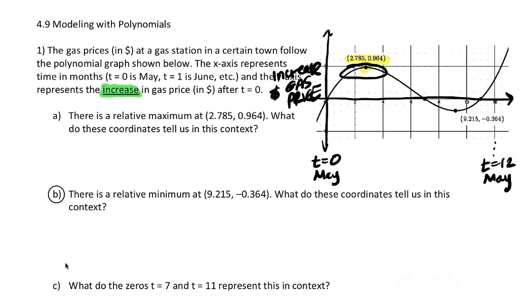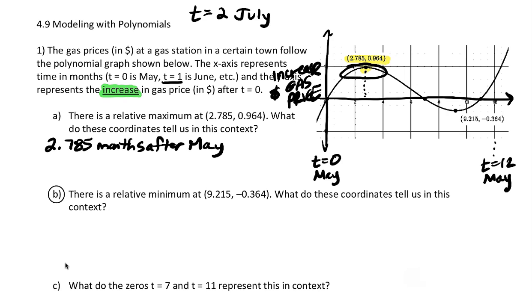But we're asked in part A, what do these coordinates tell us in this context? So remember, the x-coordinate here is the month after May. So if t equals 0 equals May, then this would be 2.785 months after May, something happens after May. So what would that be? T equals 1 is June, t equals 2 would be July, so sometime in late July. So late July would be 2.785 months after that. And then what happens?